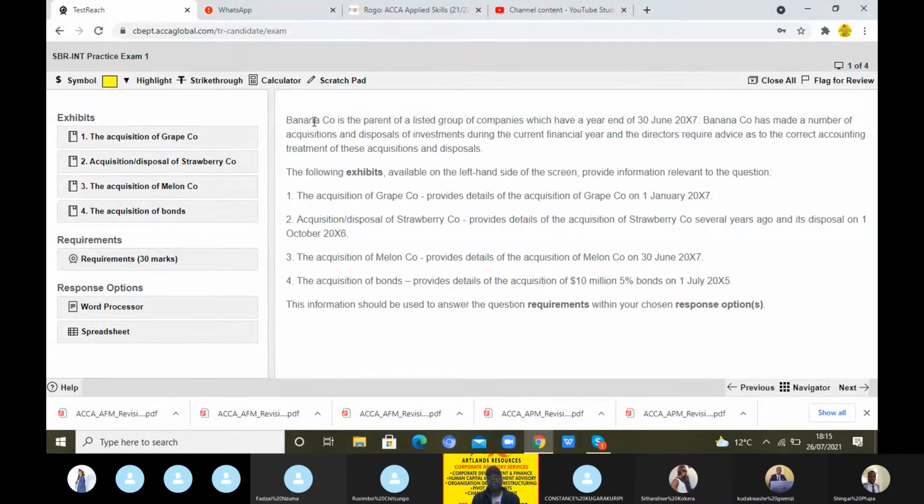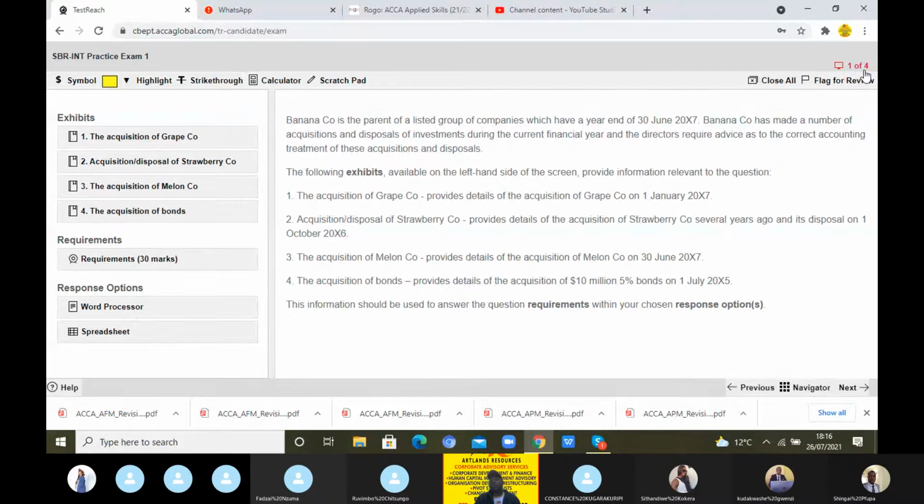The company is called Banana. So you read, Banana is a parent of a listed group of companies which have a year end of 30 June 2007. Banana has made a number of acquisitions and disposals of investments during the current financial year, and the directors require advice as to the correct accounting treatment of these acquisitions and disposals. So the following exhibits available on the left-hand side of the screen provide information relevant to the question. So these are the exhibits. Everything displaying here relates to question 1. You can tell here it's question 1 of 4.